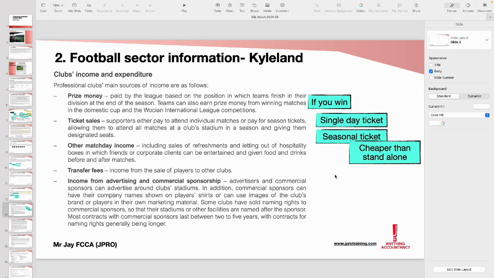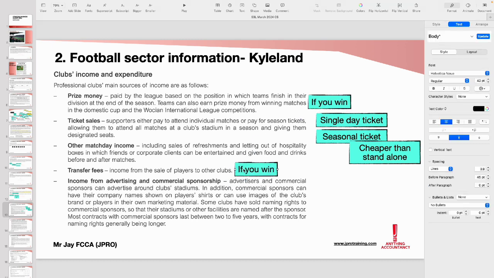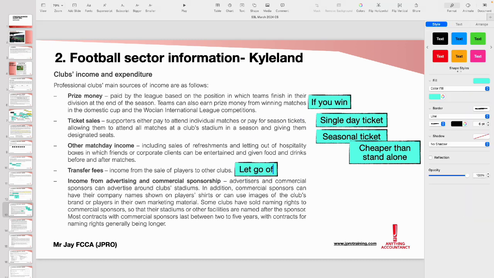You also have transfer fee, income from sale of player to other clubs. This is something you either make a gain or loss. This one you have to consider whether you are willing to let go of talent.